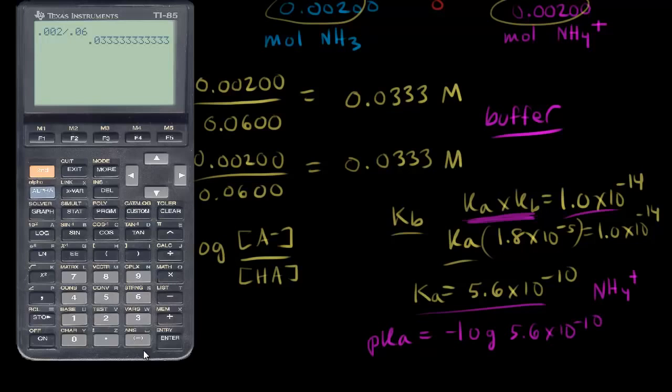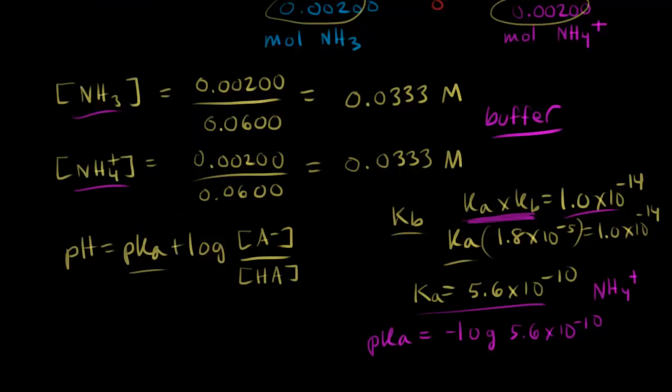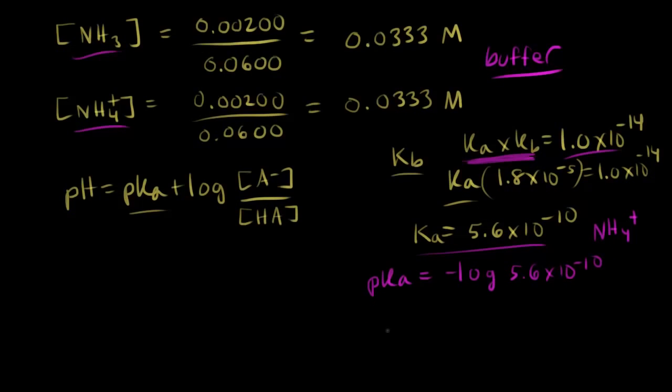So let's get out the calculator and do that. Negative log of 5.6 times 10 to the negative 10 gives us a pKa of 9.25. So the pKa is equal to 9.25. So we plug that in to our Henderson-Hasselbalch equation.